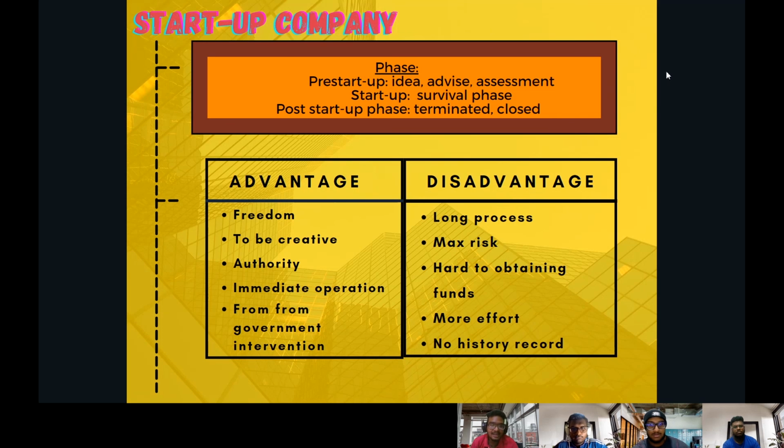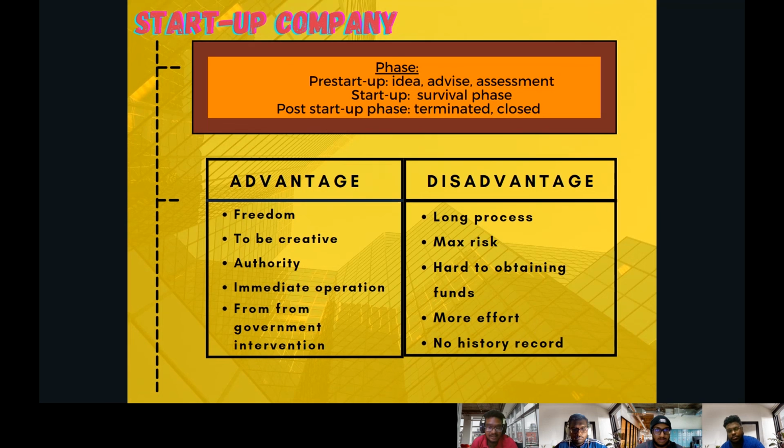Okay, next is the advantages. The advantage is freedom. You can be creative, have authority, and operate free from government intervention. And the disadvantages are it takes a long process. It has many risks. It's hard to obtain funds. You need more effort, and you don't have any history record.